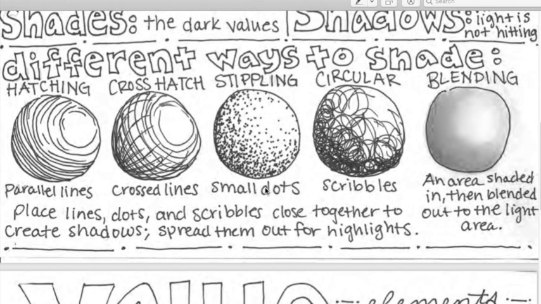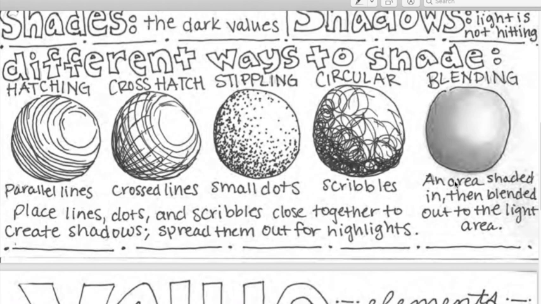Stippling is making these small dots. Your small dots are closer together to show shadow, and they spread apart as your object gets lighter towards the highlight. This says circular scribbles, so any sort of scribbles. When you're scribbling towards your shadow, your scribbles are closer together, they're tighter and they overlap more. As you head towards your highlight, they become looser and more spread out.